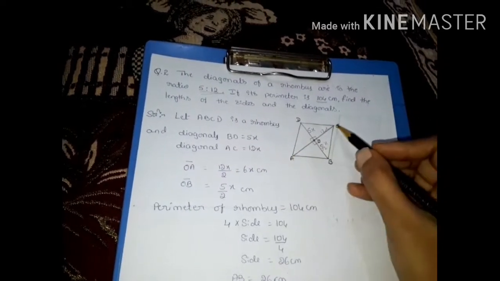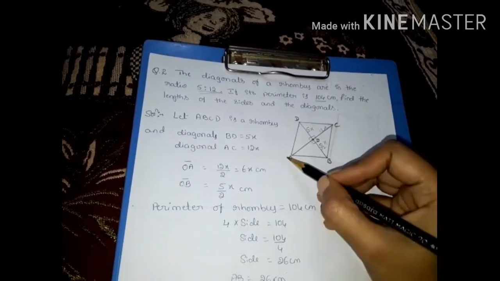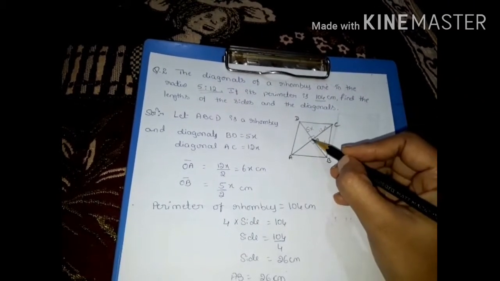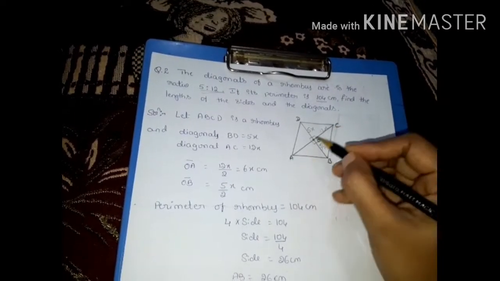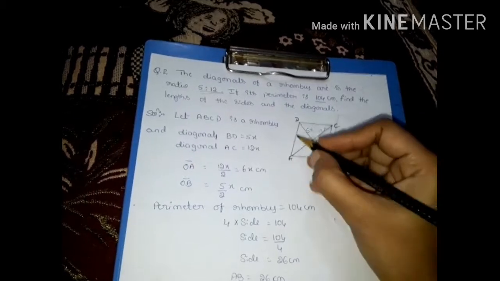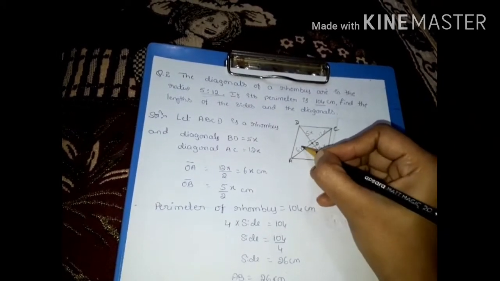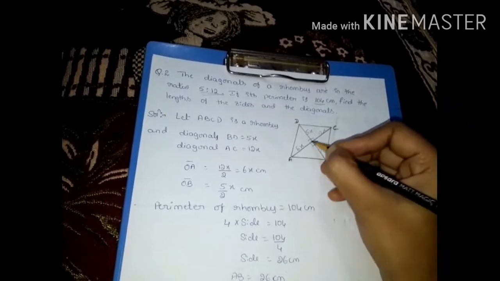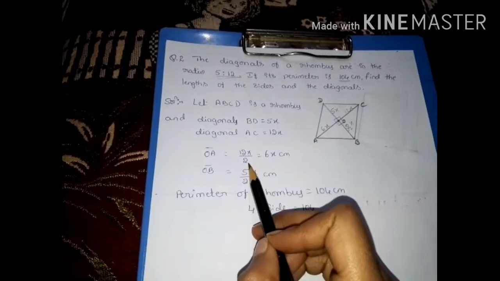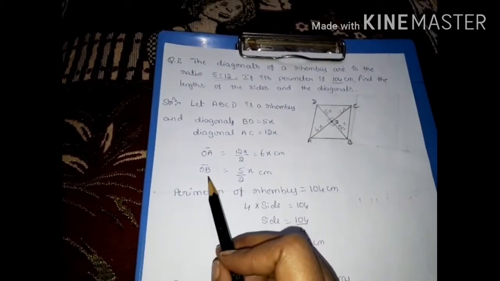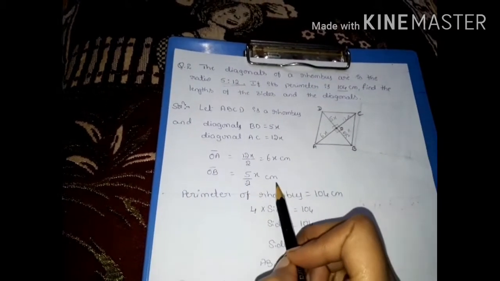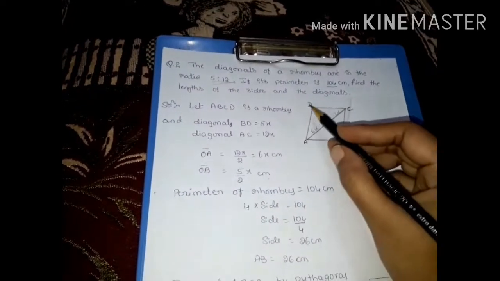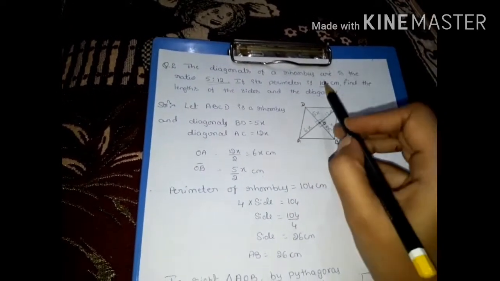Similarly, AC diagonal, complete AC diagonal is 12x. It is bisecting at O point, nothing but AO equal to OC. This complete AC 12x means AO is 12x by 2, means 6x. This OC is also 6x. Then you can write here OA equal to 12x by 2 equal to 6x centimeter. OB equal to 5x by 2 centimeter.